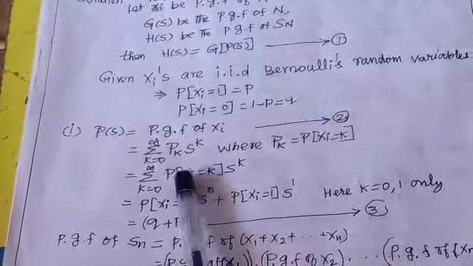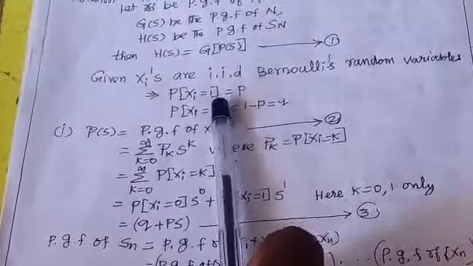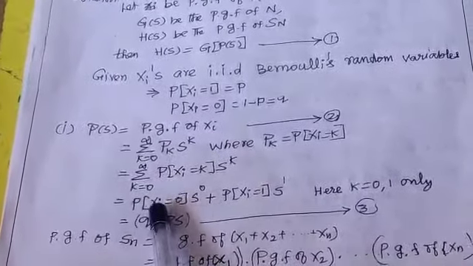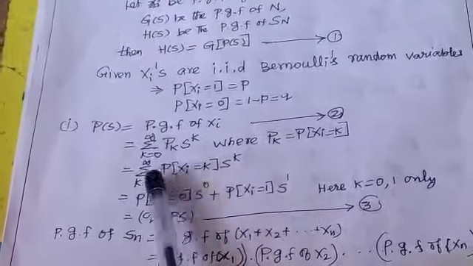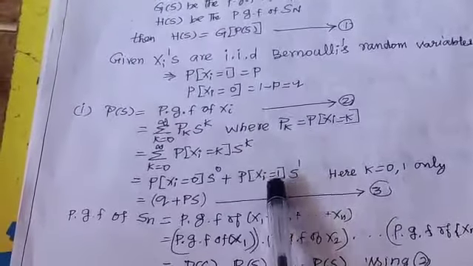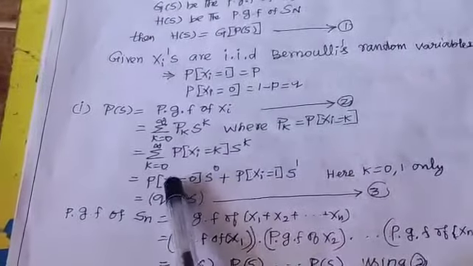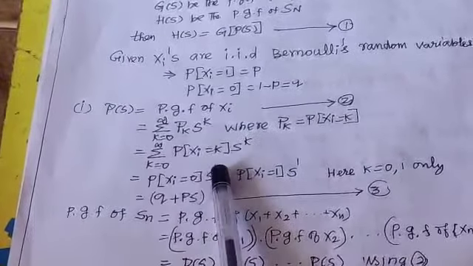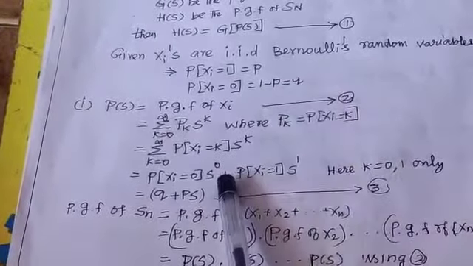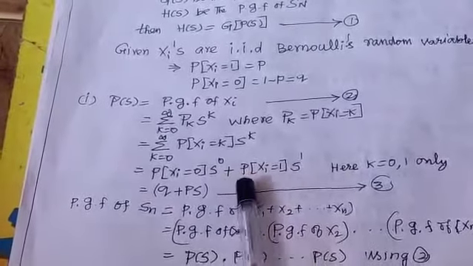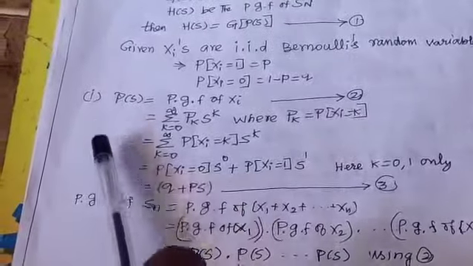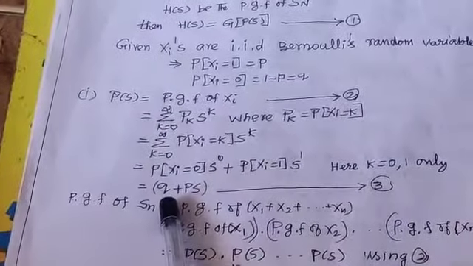We substitute, but here k is only 0 and 1. Therefore, probability of Xi equal to 0 times s power 0, plus, putting k equal to 1, probability of Xi equal to 1 times s power 1. Probability of Xi equal to 0 is q, and s power 0 is 1; probability of Xi equal to 1 is p, so this term is ps. Therefore P of s equal to q plus ps.